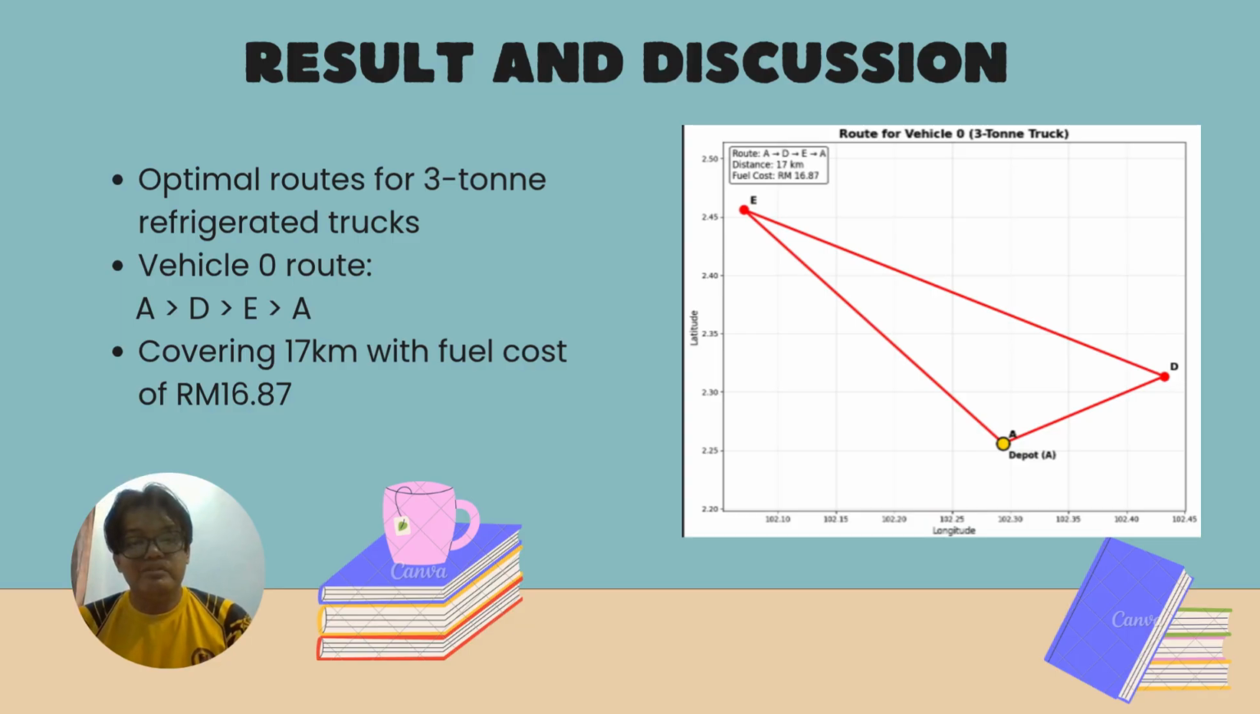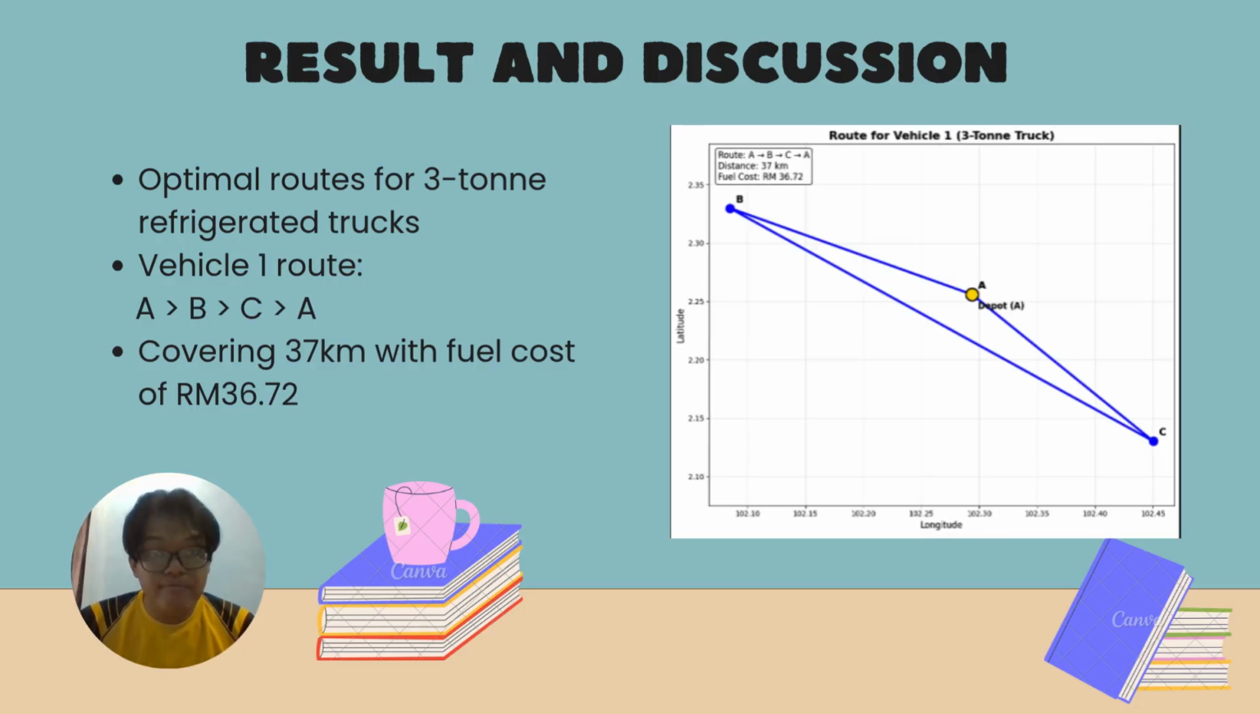Here are the suggested routes for the 3-ton trucks. Among the entire fleet, vehicle 0 was assigned the shortest suggested route, sequence A to D to E and back to A, because it covers only 17 kilometers. It has the lowest individual travel time and the fuel cost is only 16 ringgit and 87 cents in fuel.